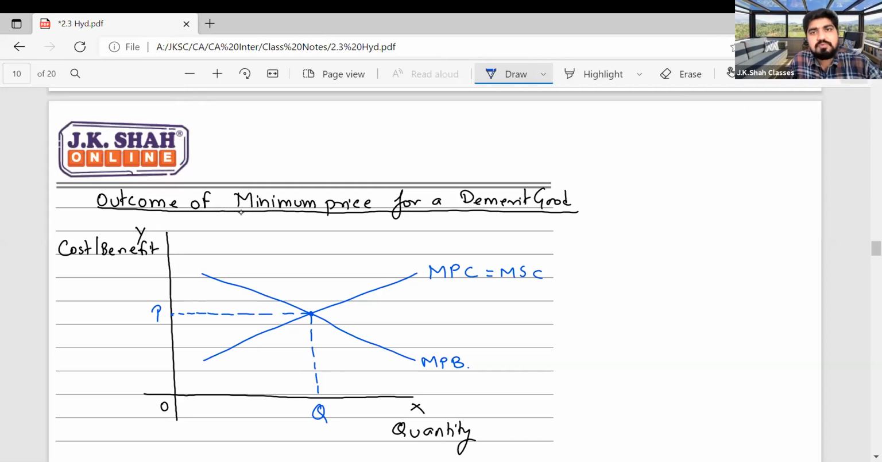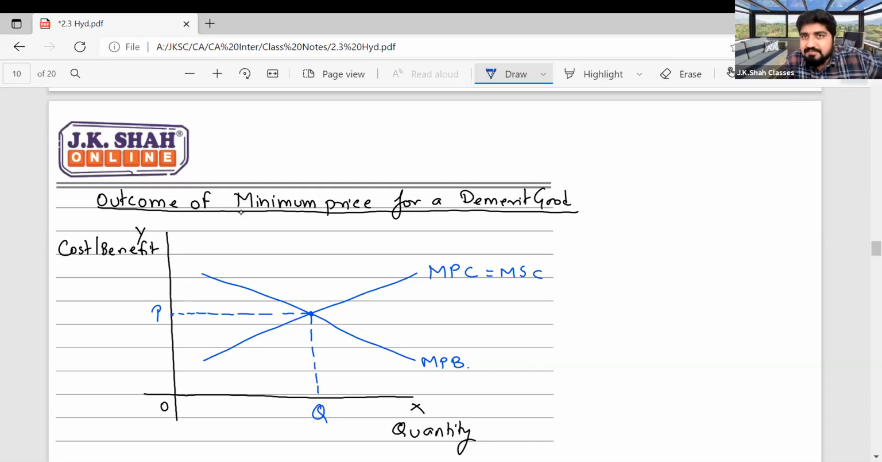Now what to do? Government has already imposed taxes. Government says, wait, baby. We have checked MPC. We have checked MSC. We have also checked private benefit, but we have not checked the social benefit. So let's check social benefit also. Friends, you only tell me, in case of negative goods, in case of demerit goods, social benefit will be more than private benefit or it will be less than private benefit? It will be less than private benefit.